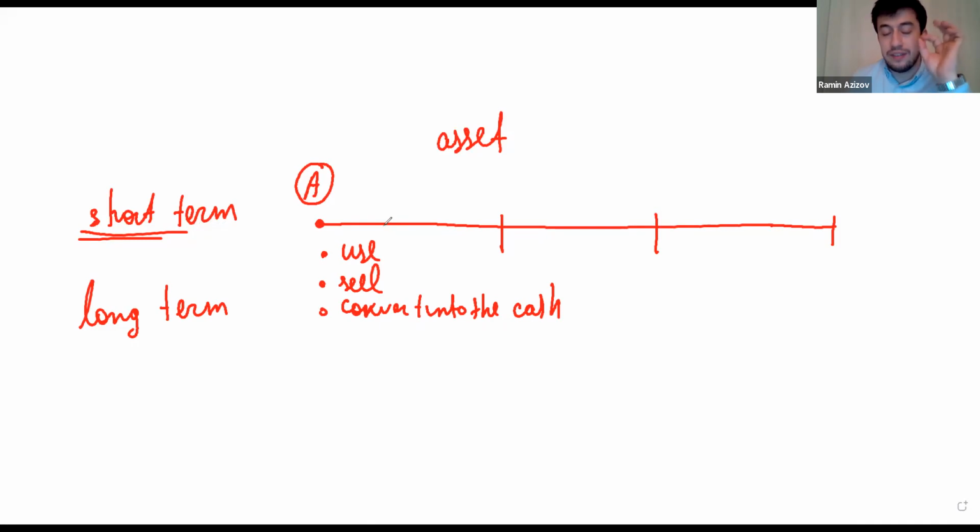If any of those terms is met, in that case, the asset is short-term. Again, if you have an intention to use, to sell, or to convert the item into cash, in that case, the asset is considered short-term for point A, regardless of the name of the asset. If you have an intention, the main point is intention.